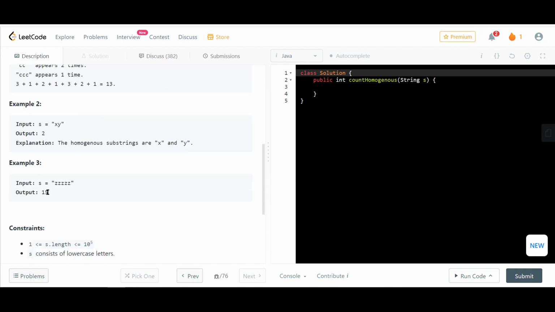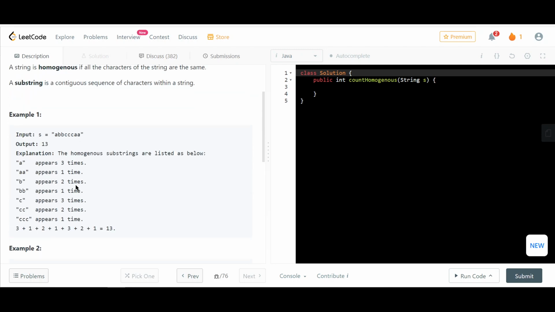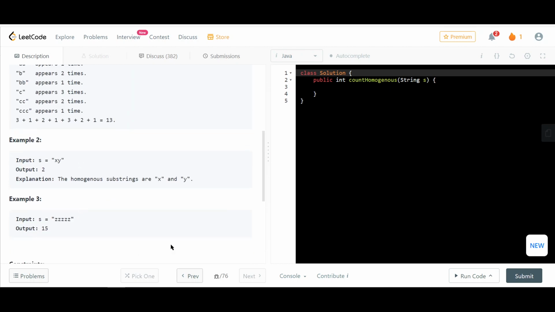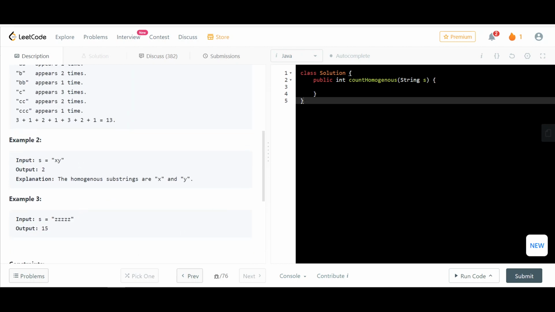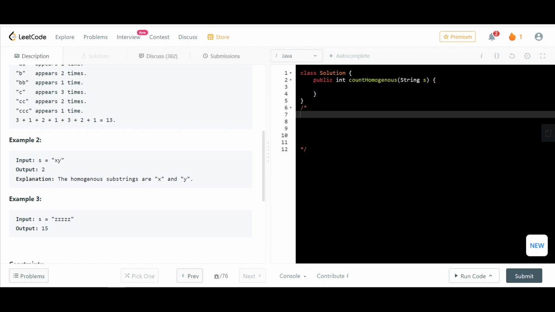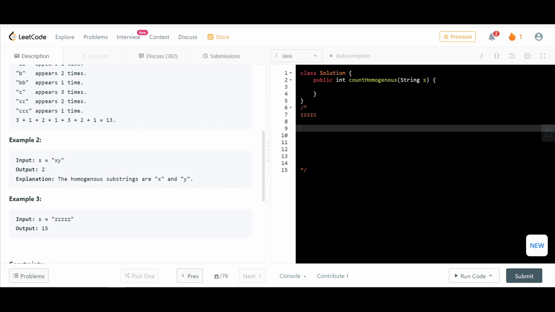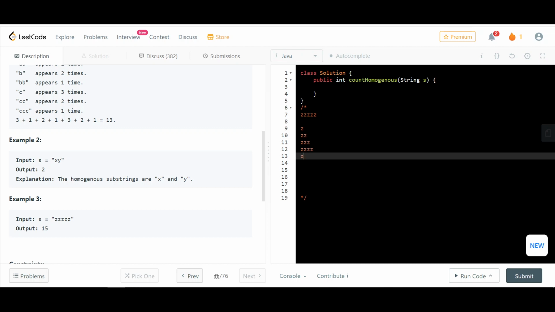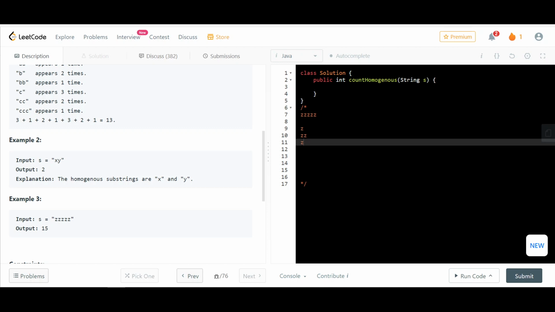Okay, why is it 15? Does the index matter? Let's see, why is this considered to have 5 different homogeneous substrings? I would just consider this as a substring, but maybe it's looking at indexes.